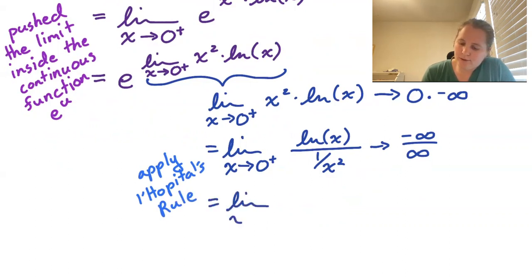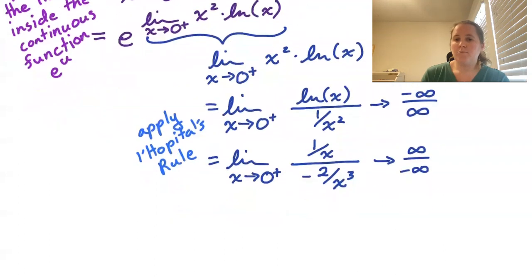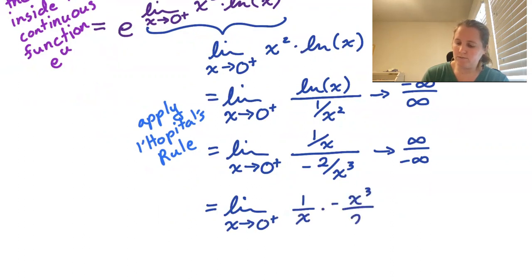And taking the derivative of the top and the bottom. Up top, natural log of x goes to 1 over x. Down below, 1 over x squared is just x to the negative 2. This becomes negative 2 over x cubed. This is still an infinity over negative infinity case, but we can now manipulate. So this is the same thing as the limit as x approaches 0 from the positive side of 1 over x times negative x cubed over 2.